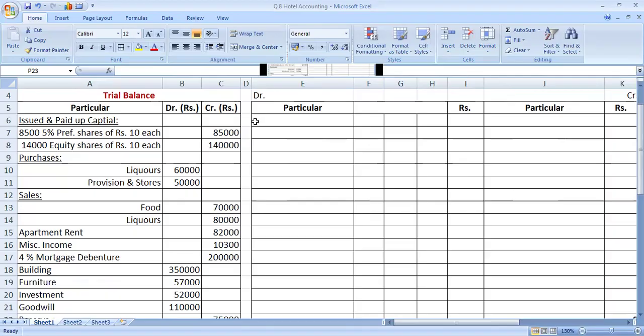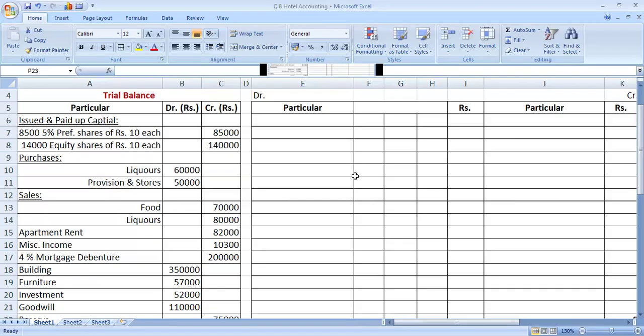Trial balance, particulars, debit rupees, credit rupees. Issued and paid up capital: under this heading, two items are given, 8,500 5% preference shares of rupees 10 each, and 14,000 equity shares of rupees 10 each. The amount of preference shares is 85,000 and equity shares is 1,40,000. Both items go to the balance sheet liability side under the heading of share capital.